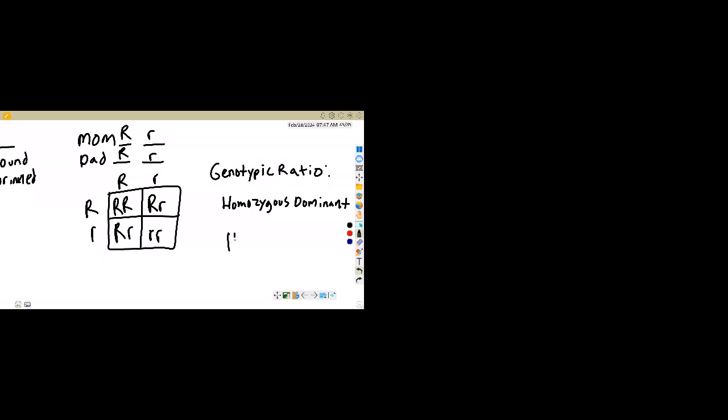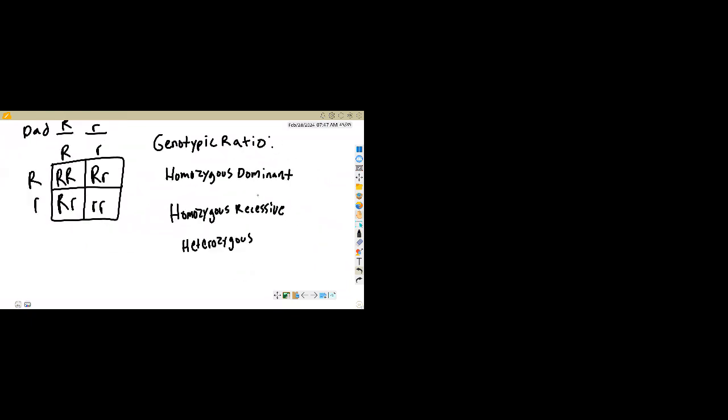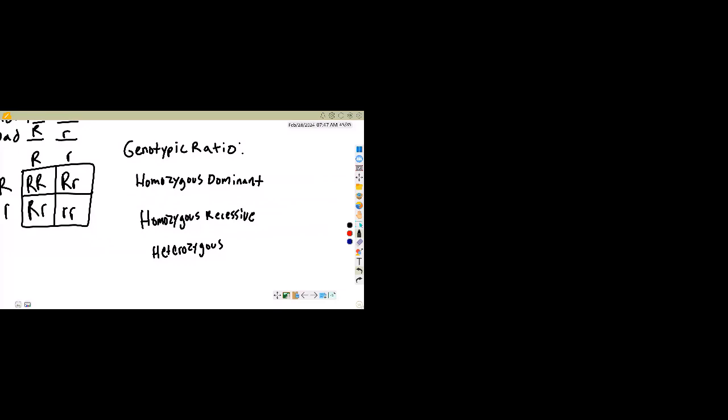I'm just gonna write 8. Nah, I gotta write it out. Homozygous recessive. And then heterozygous. Okay. So what your ratios would be, and I'm going to go ahead and write out what the genes are. So that would be big R, little r, and then big R, little r.